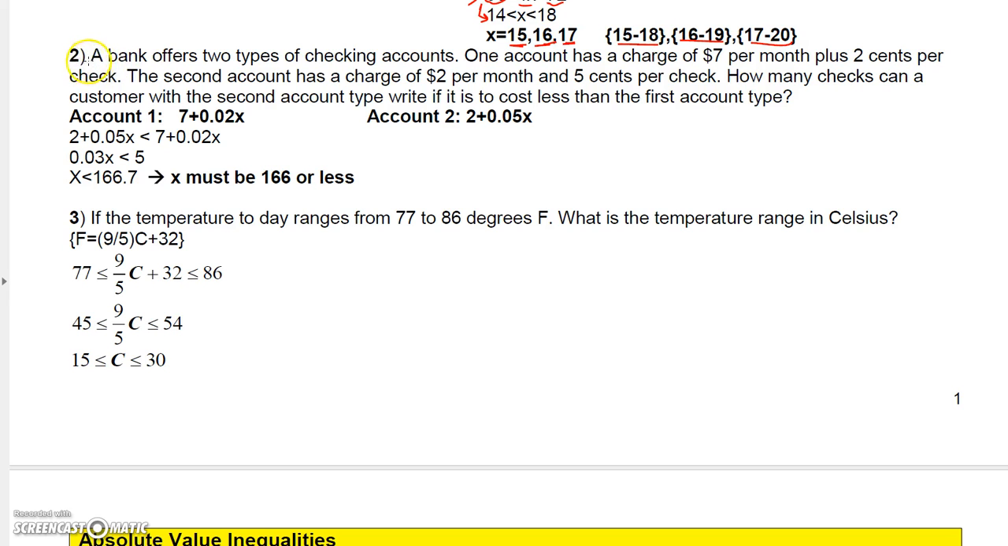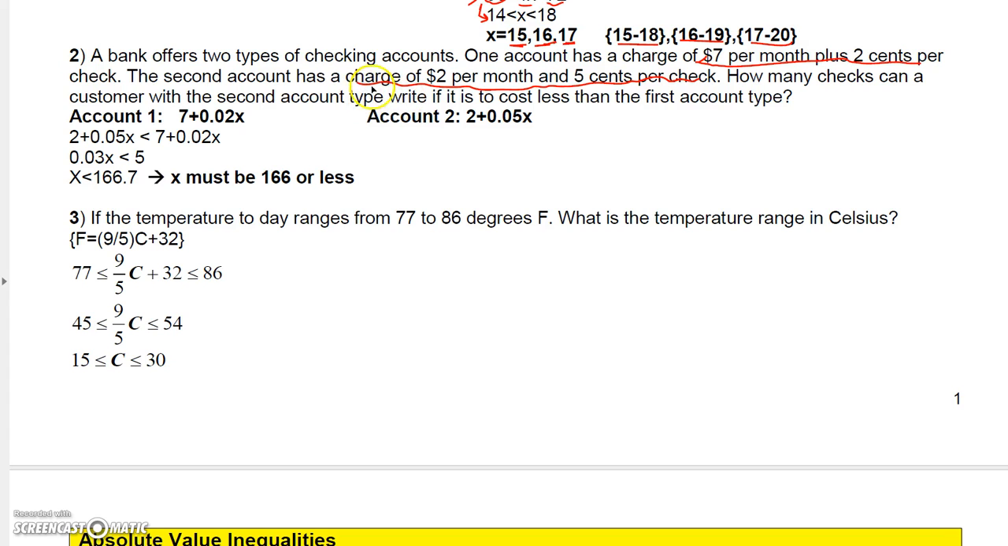Okay, number 2 says a bank offers 2 types of checking account. One account has a charge of $7 per month plus 2 cents per check, and the other account has a charge of $2 per month and 5 cents per check. And the question is, how many checks can a customer with the second account write if it is to cost less than the first account?